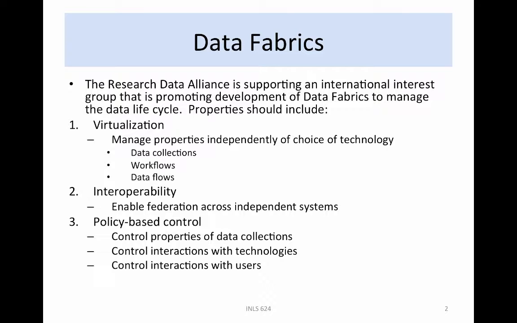Data grids are characterized by the variety of data repositories that can be managed, the variety of systems that can be federated, and the degree of control that can be enforced in a distributed environment. Data fabrics manage three basic properties. Virtualization. The properties of the data collection are managed independently of the choice of technology or administrative domain. Virtualization can be applied to data collections, workflows, and data flows. Examples include file naming, arrangement, access controls, location, and metadata.